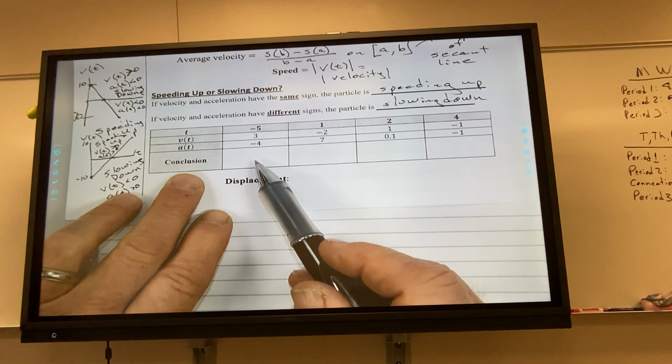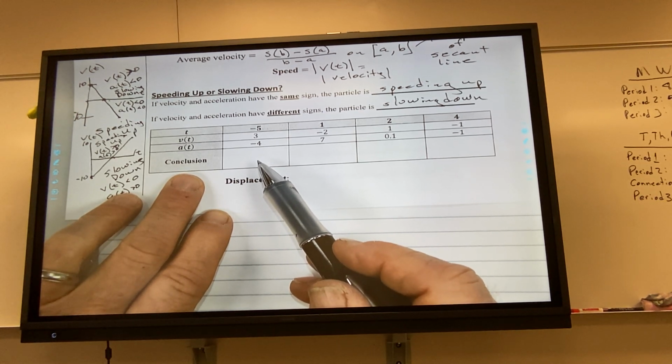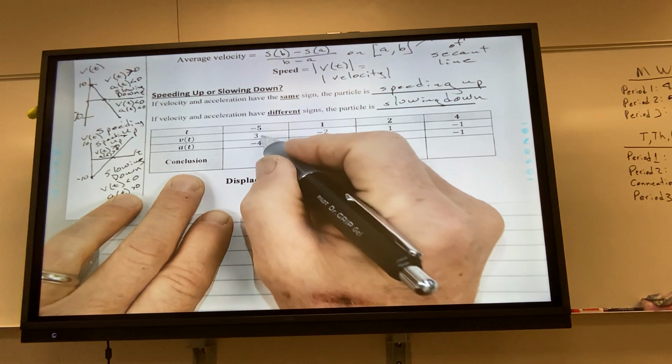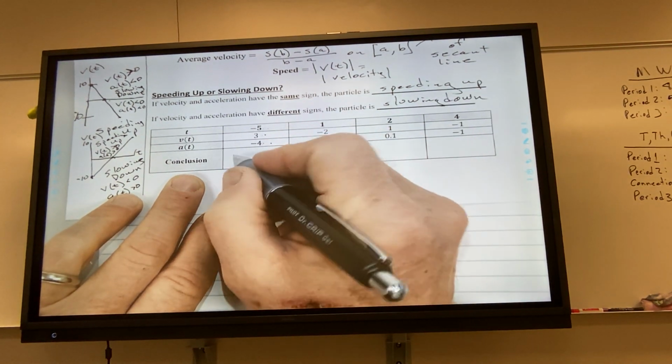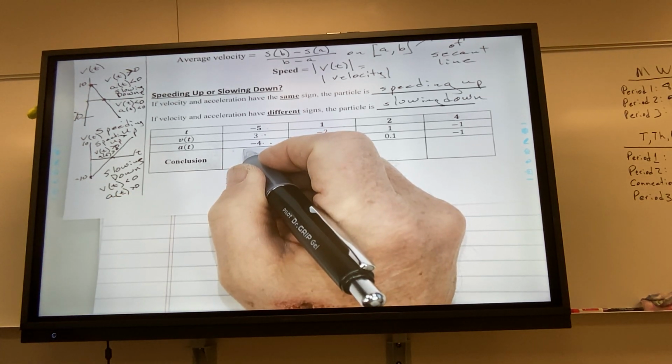The particle here, is it speeding up or slowing down? Slowing down. How do you know? Because the signs are opposite. The signs are opposite. What did I write here? Make sure I read it correctly.